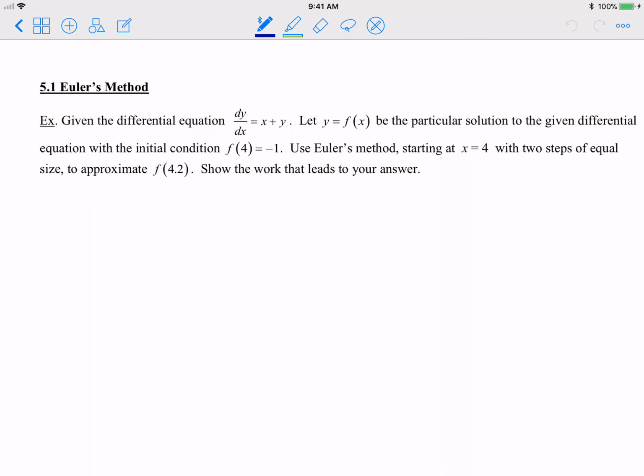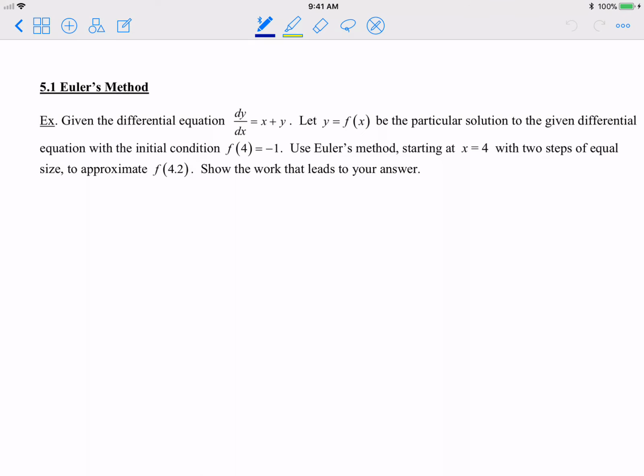Okay, now I want to talk to you about Euler's method. Euler's method is a way to approximate numerically the solution of a differential equation. And so what we do is essentially do a tangent line approximation either 2 or 3 times in order to approximate the function value of a solution to the differential equation. So let me tell you what I mean here.